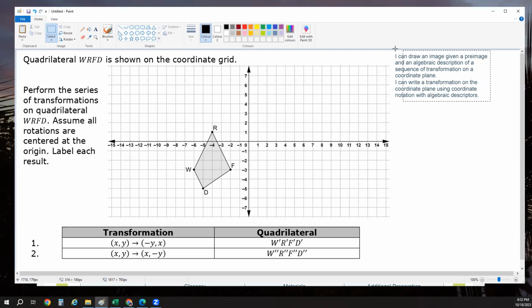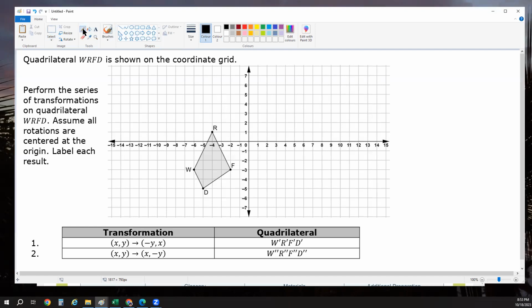All right, so I'm going to go ahead and get rid of that. This is pretty much just what we did on 4.4, but we don't really have the tables to guide us through. So if you know your algebraic descriptions of transformation, this is a piece of cake, right? So we're given this polygon. This is a quadrilateral, and it's named WRDF, and it's undergone two transformations.